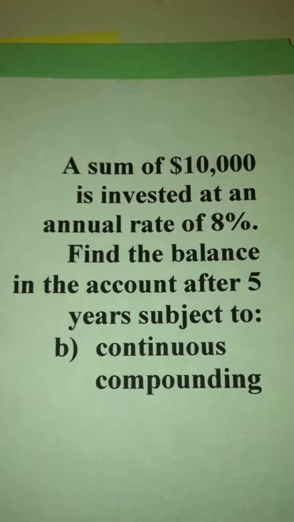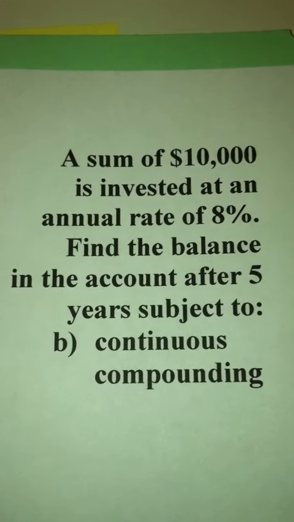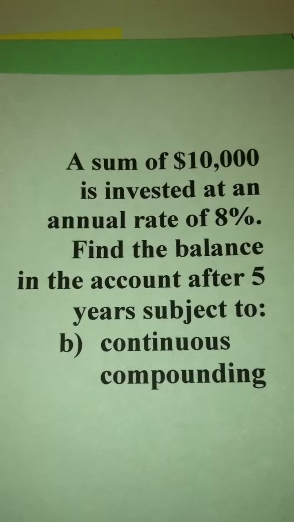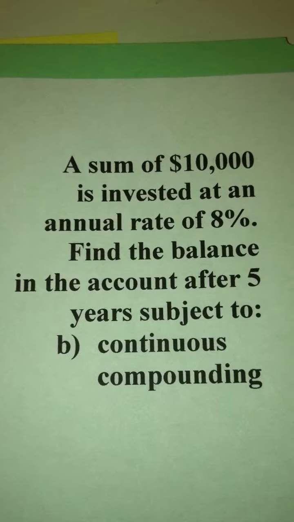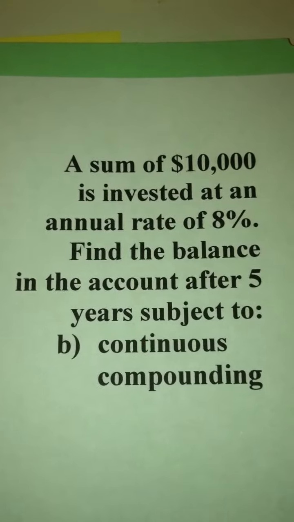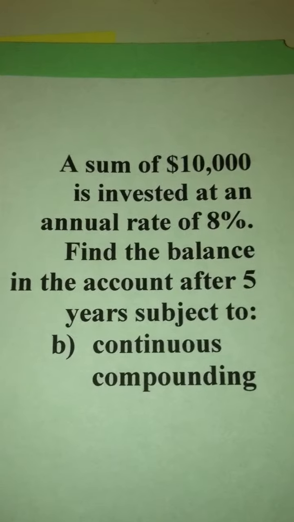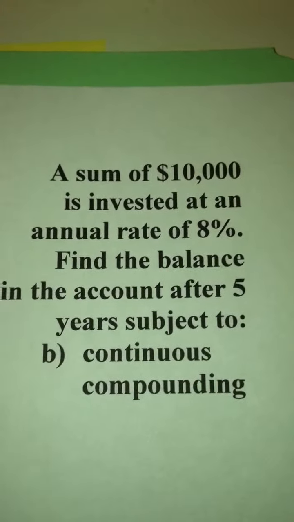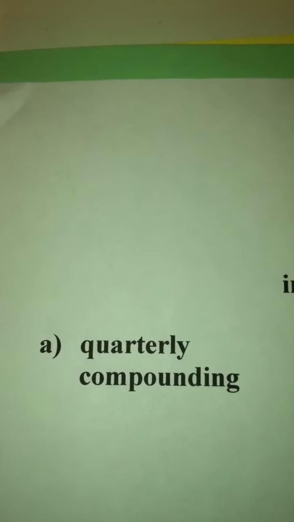Let's look at this problem involving compound interest. A sum of $10,000 is invested at an annual rate of 8%. Find the balance in the account after 5 years, subject to continuous compounding and also quarterly compounding.